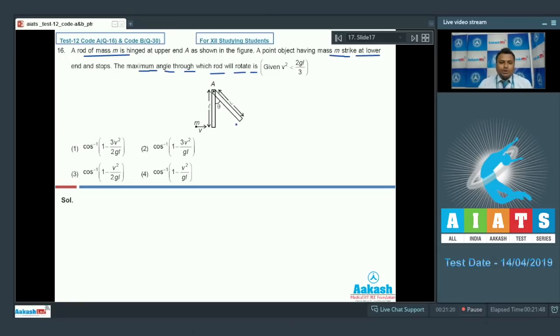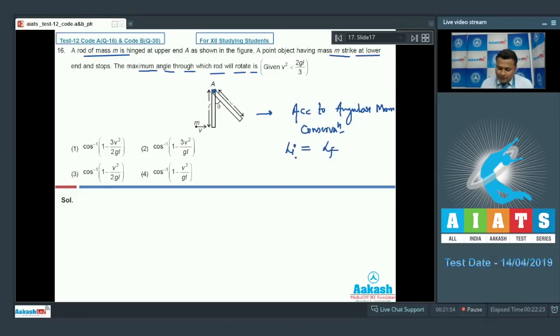Now the question belongs to dynamics of rotational motion, that is system of particles, an important chapter from NEET point of view. According to law of conservation of angular momentum, the net momentum about this point A must be conserved, or we can say it will be constant throughout. So initial angular momentum Li must be equal to Lf final.